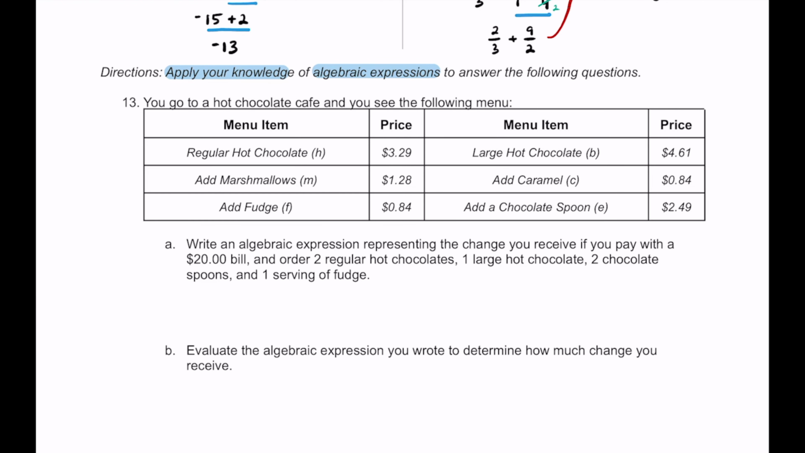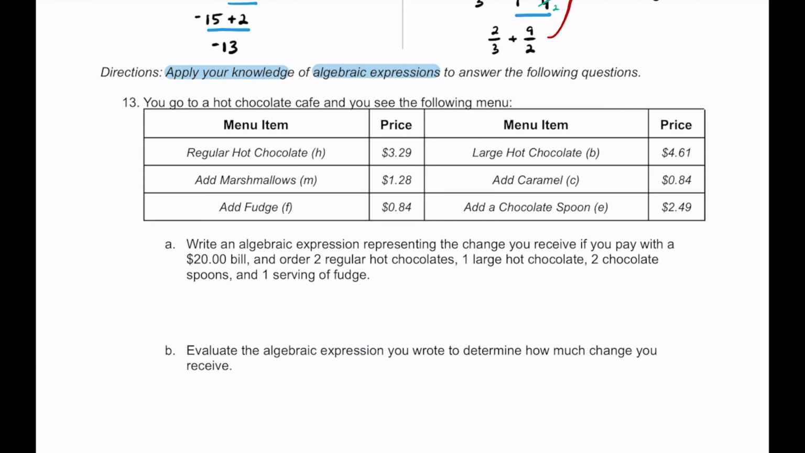So it looks like we have some regular hot chocolate. We're going to call that H. Or if you want to add marshmallows, we'll call that M. Every time you add fudge, that's going to be the variable F. Large hot chocolate is B, and caramel is C, and if you want to add a chocolate spoon, we're going to use the variable E to represent that, so we don't have to write out all these long words. Those will be kind of like our legend or our key to knowing what we're talking about.